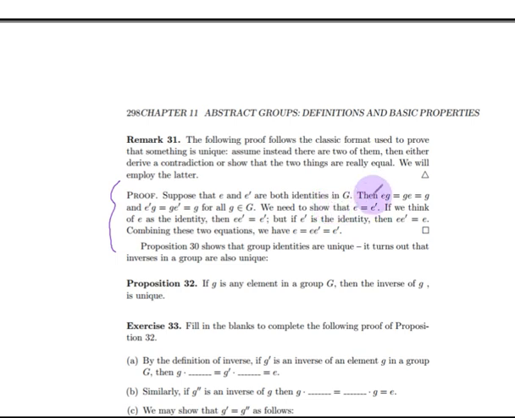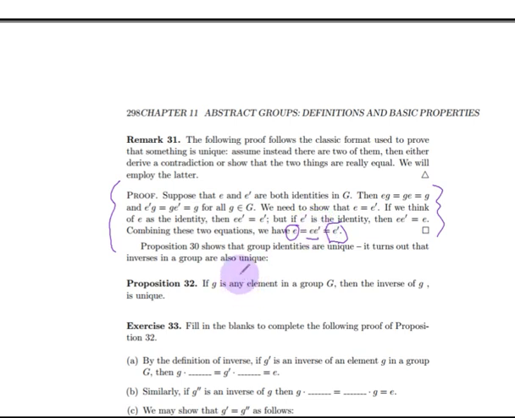And I'll just let you read this one. I think this is not too difficult to read. And I think that we actually showed a similar proof in an earlier chapter. Right? So you're going to show, in fact, that if there are two identities, you suppose there are two identities, you end up showing that, in fact, they're the same.